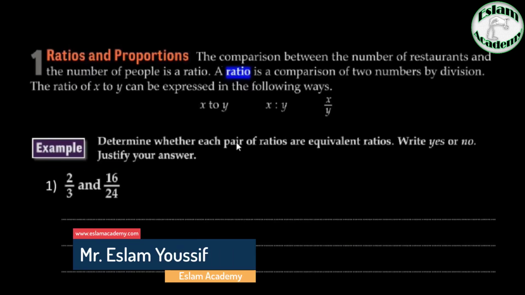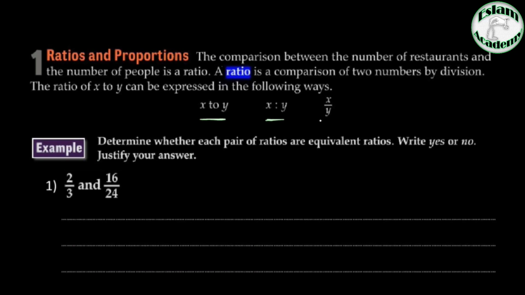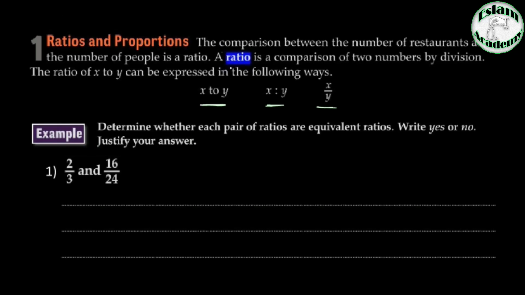Ratio is a comparison between two numbers by division. So we can write this comparison as x to y, or in the form of a fraction like x over y. Because we can write it as a fraction, we have to follow all of the instructions of the fraction. You have to write this fraction in the simplest form, so we have to write the ratio in the simplest form. And that is one of the ways to check if two ratios are equal or not.